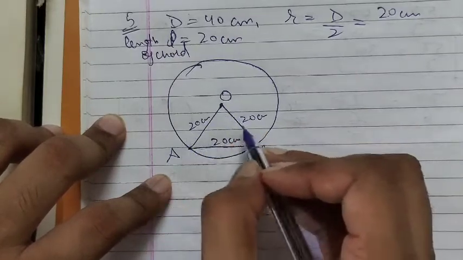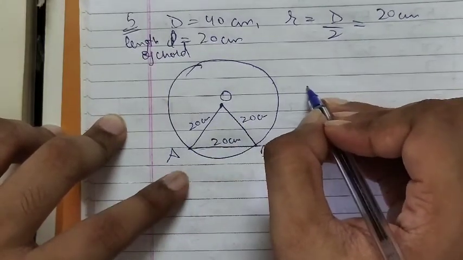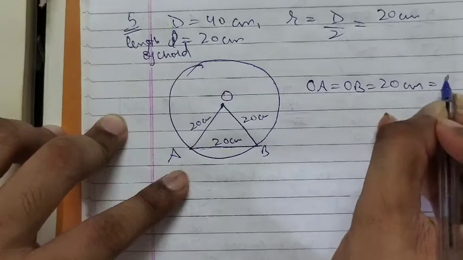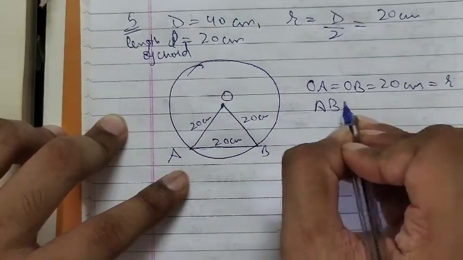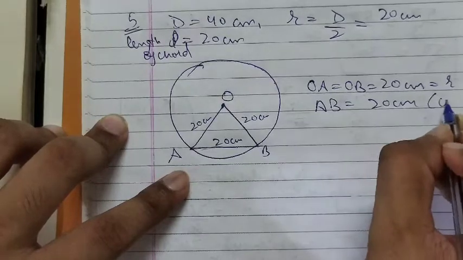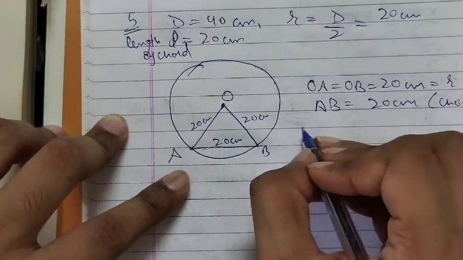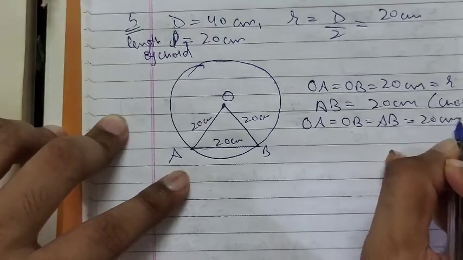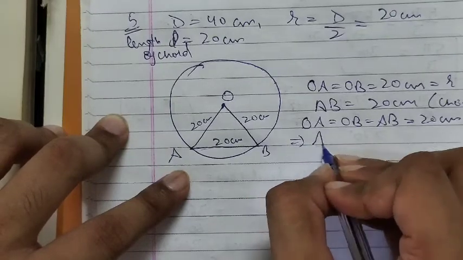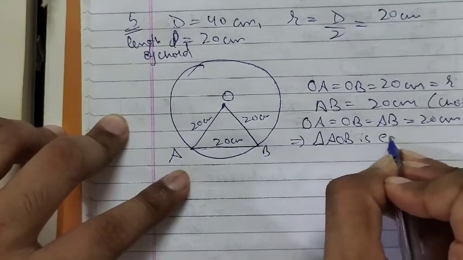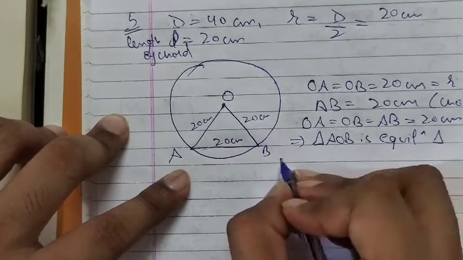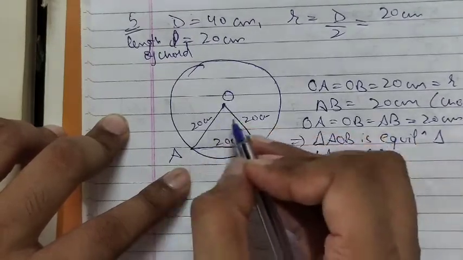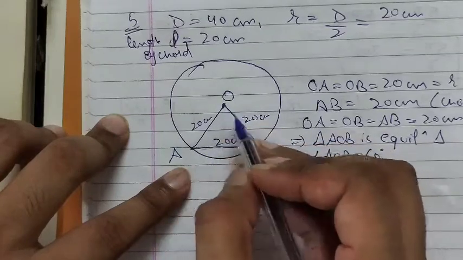So in an equilateral triangle, theta is equal to 60 degree. So OA is equal to OB is equal to 20 centimeter, which is the radius, and AB is equal to 20 centimeter, the chord length. So we can say OA is equal to OB is equal to AB, 20 centimeter. This implies triangle AOB is an equilateral triangle, so angle AOB is equal to 60 degree. In an equilateral triangle, each angle is 60 degree.